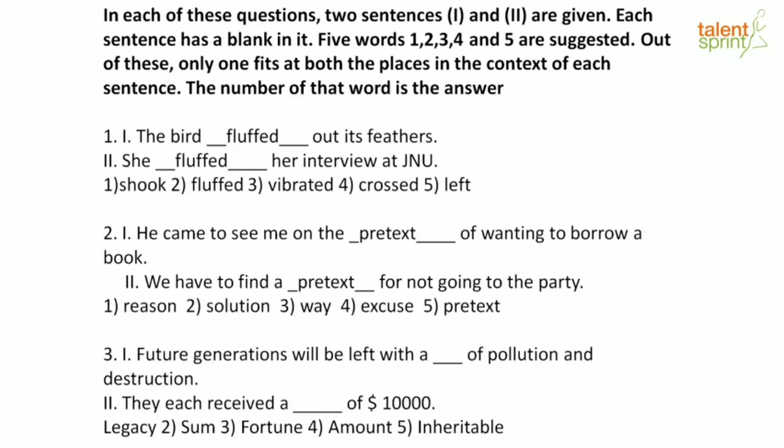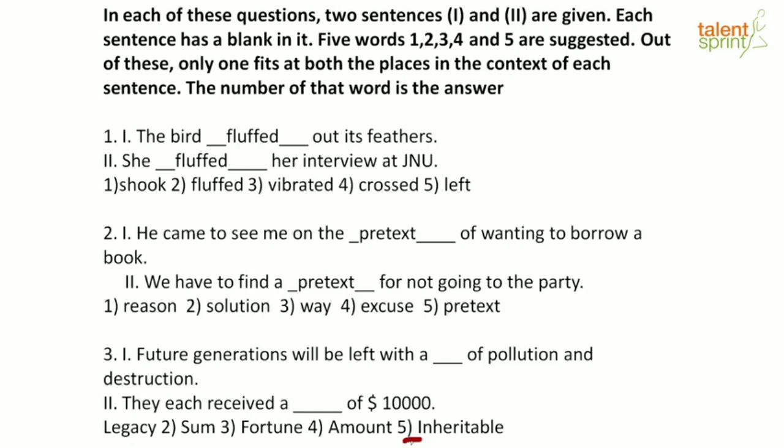They each received a sum of $10,000. Seems like a good fit, but does sum fit the first scenario? Future generations will be left with a sum of pollution? Illogical. Again, they each received a amount. It doesn't fit because amount begins with a vowel A, and I don't have an, but I have a, so I can eliminate option 4, and option 4 again does not fit the first scenario anyways. Future generations will be left with an inheritable of pollution. Doesn't make sense. They each received an inheritable of, again doesn't make sense.